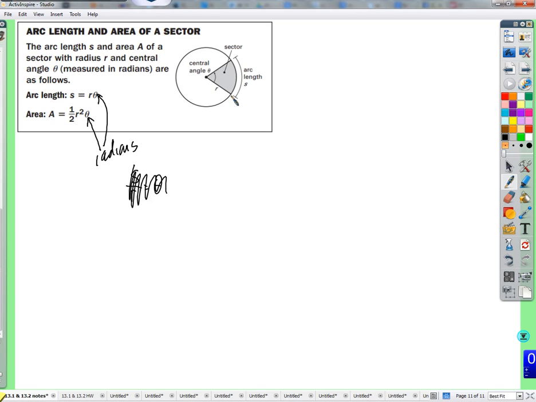So, just to throw an example out there, let's talk about a sector, which is like a piece of pie, P-I-E. It's like a slice of pizza. That's what a sector is. Let's say that it has an R of 3 and an S of 6. So it's got an arc length of 6 and a radius of 3. I told you the arc length, so you use the arc length and the radius to find the angle.